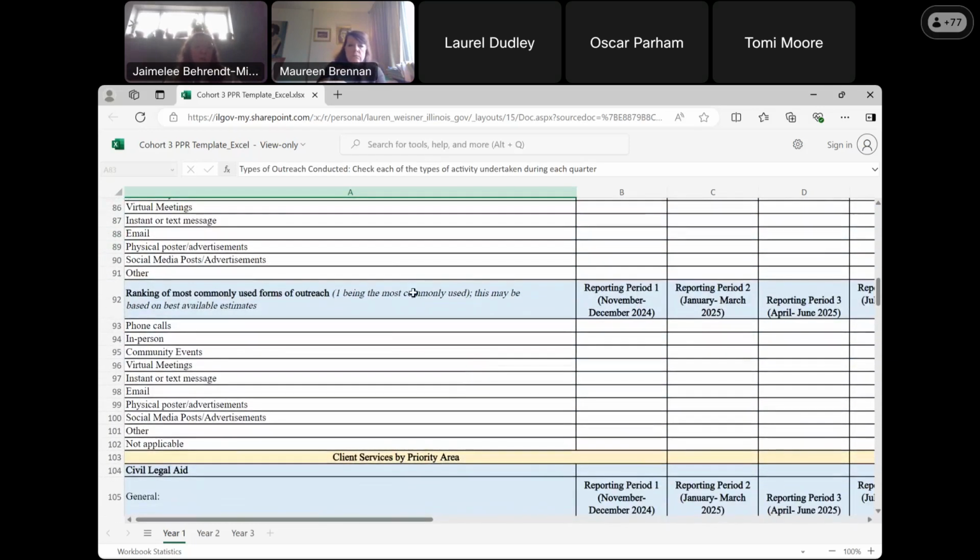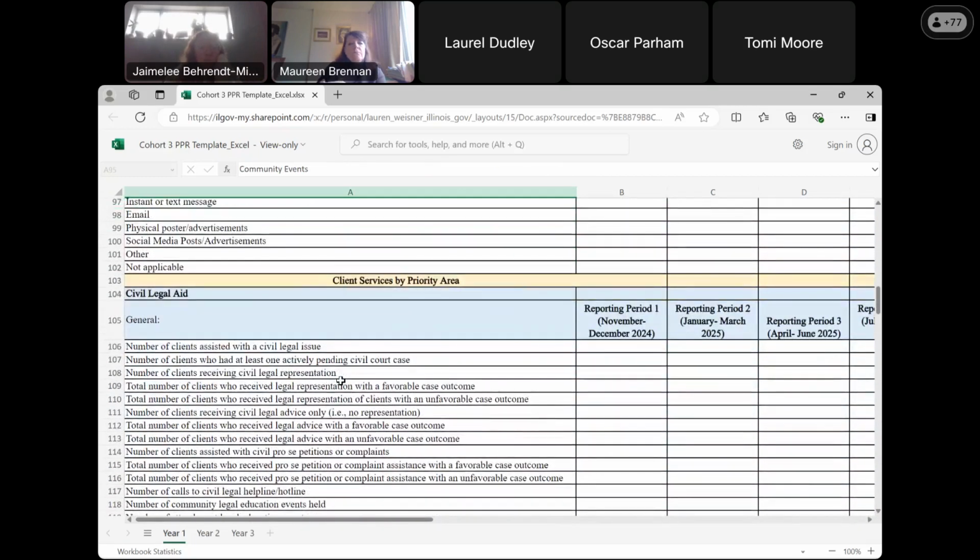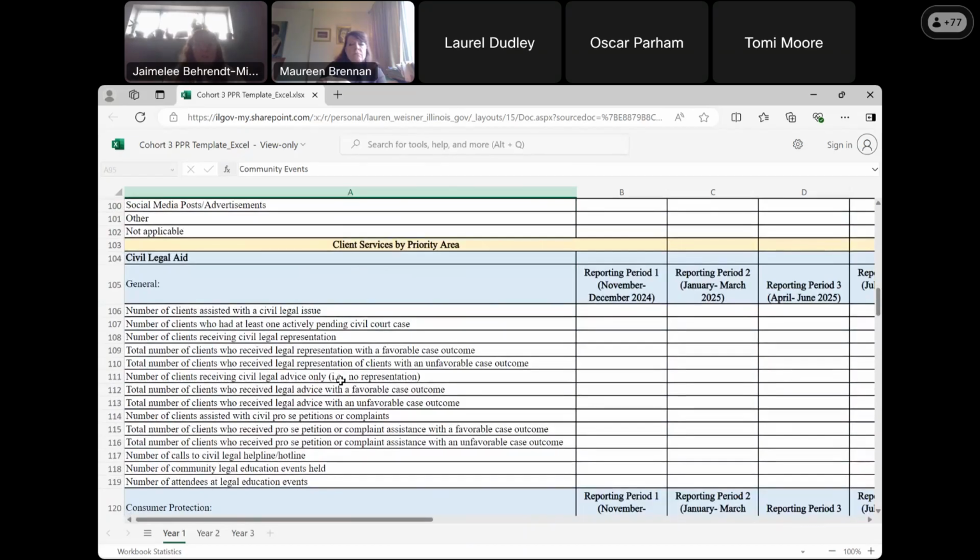And we also would like you to rank the most commonly used form of outreach. So maybe you're putting up posters, physical posters, advertisements. That's normally what you're doing. But you're also using social media, and you're also using community events. Then it would go 1, 2, 3. And you don't need to worry about, if you're not using phone calls, if you're not using instant or text message, then you don't need to rank those, just making sure that you're tracking what you're using most often. And then we're also going to ask you questions about the client services that you all are providing based on priority area.